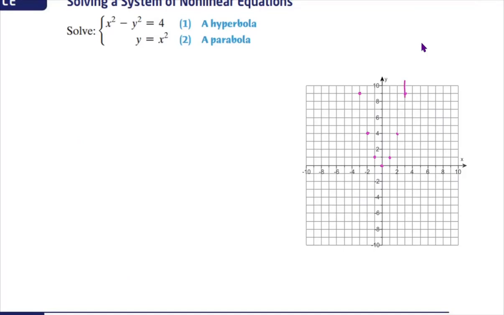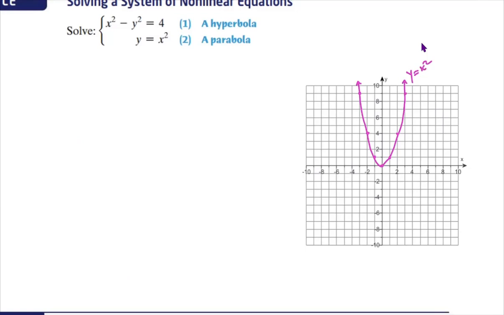And now you can sketch following these points. Hopefully I get them right. I don't want to do it twice. Whatever I get, I'm going to keep it. Okay, so that's the graph for f of x, or y equals x squared.